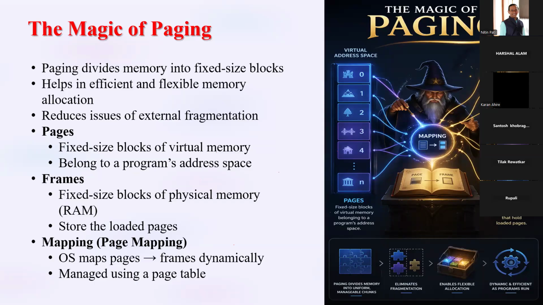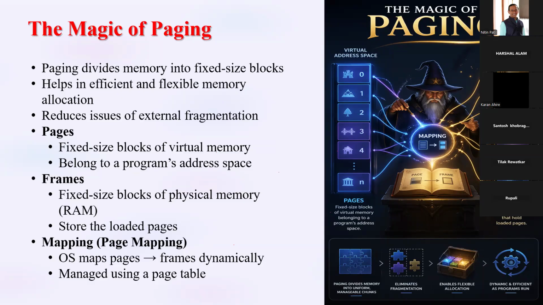Then come frames. Now shift your focus to your physical memory, the RAM. RAM is also divided using the same size units. These are called frames. So the pages belong to the virtual memory. Frames belong to the physical memory. And both are of equal size. This equal sizing is very important because it allows any page to fit into any frame. No resizing, no adjustment, no complexity.